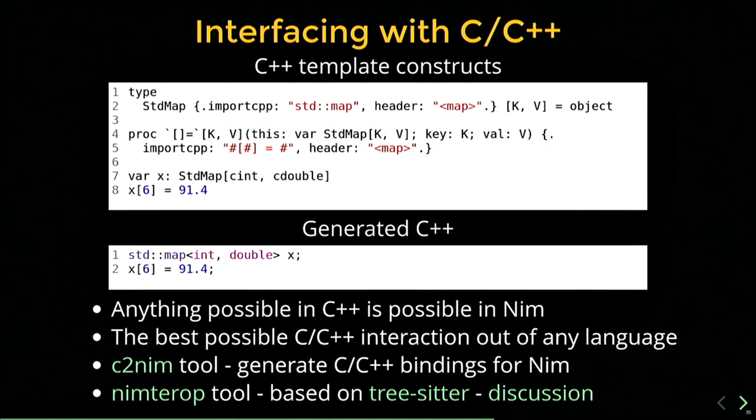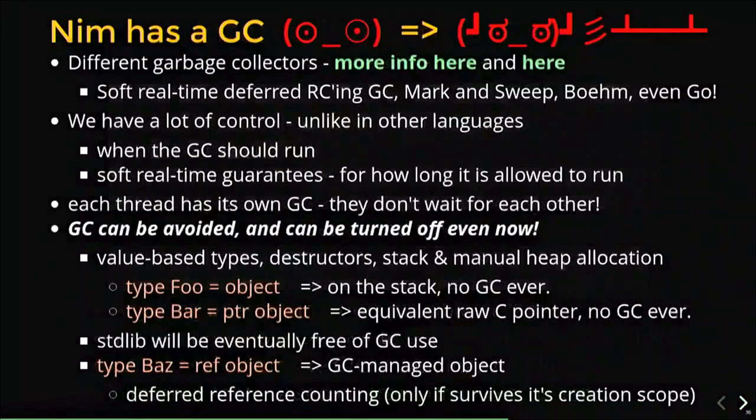There are different tools which can automate the generation of bindings. One of them is C2NIM, and another is NIMTEROP. And if you're curious, all of these slides will be available at the end, and you can check out all the links if you're interested.